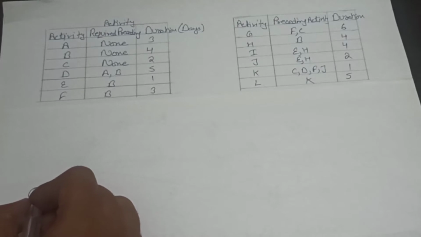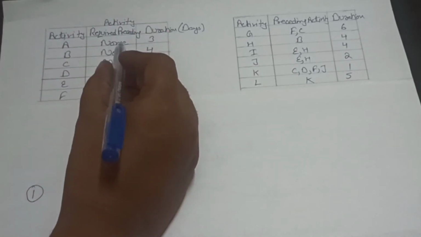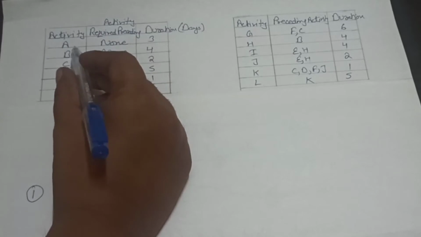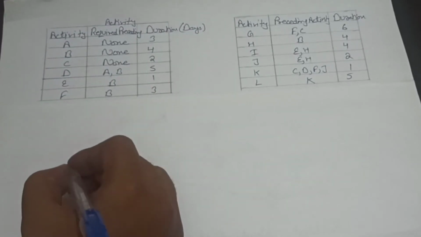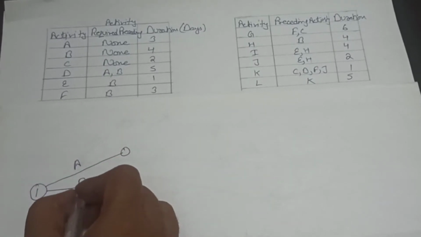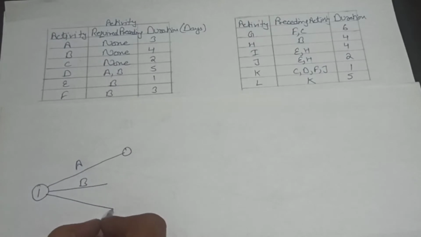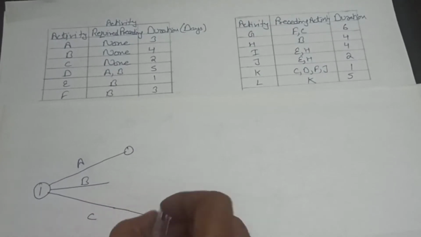We will start our first node. Now we will start with these three activities, and these are our first activities because there is no preceding activity for A, B and C. We will draw A activity like this. Now we will draw B activity. This is our C activity.